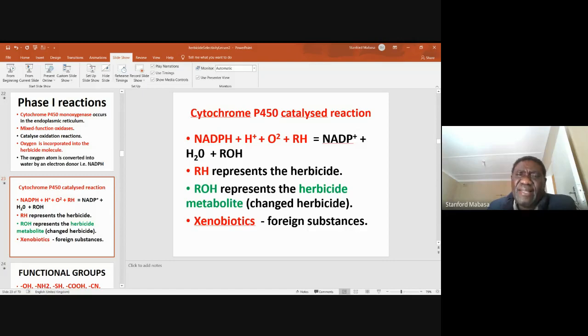By the way, it is not only herbicides which are altered when they enter a living system. We have all sorts of substances which can enter a living system, and all these substances may be regarded as xenobiotics or foreign substances. But of course, our focus is on herbicides. What can happen when they enter a plant system?